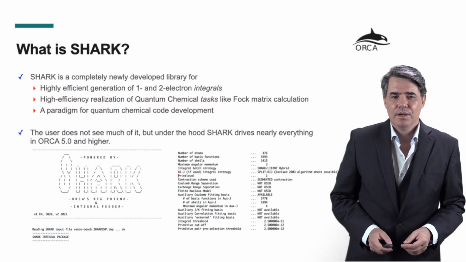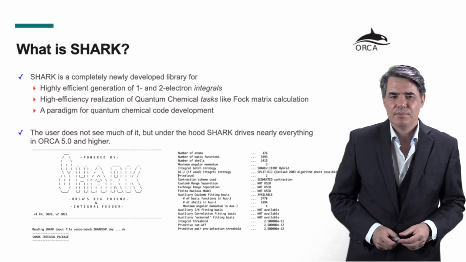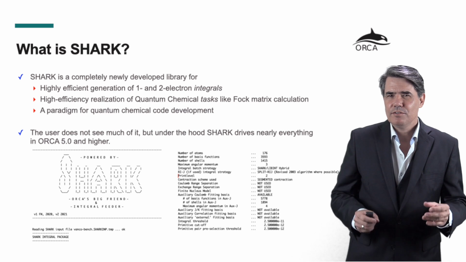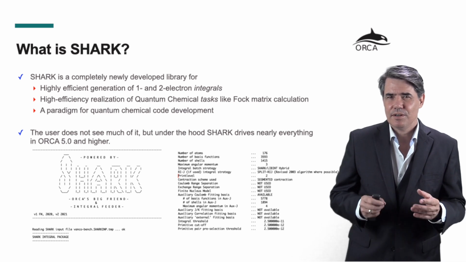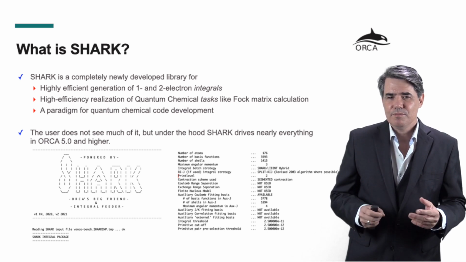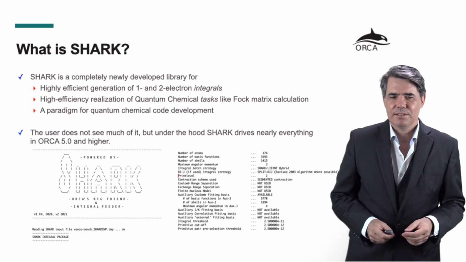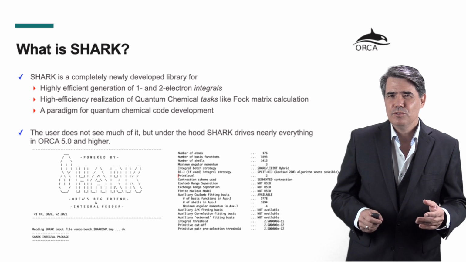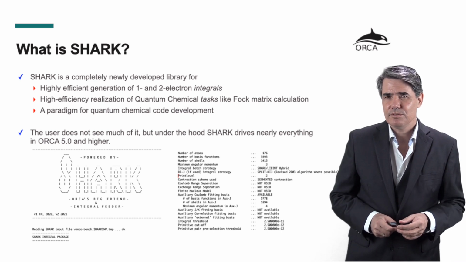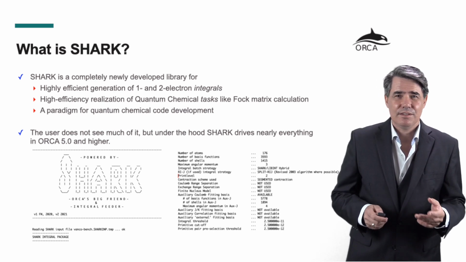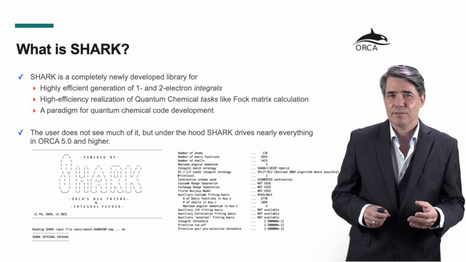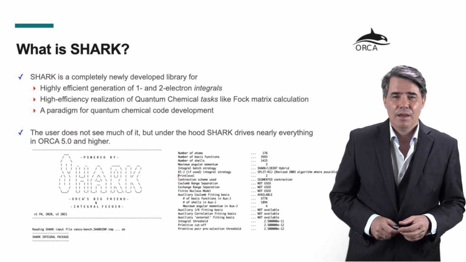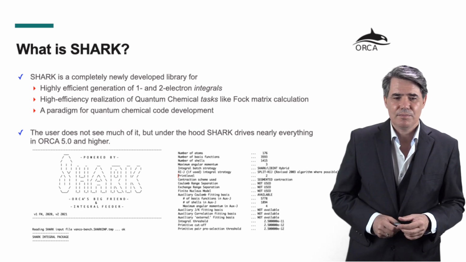So what is Shark? Shark is a completely newly developed library for highly efficient generation of 1 and 2 electron integrals, but it is also a task driver that in a very efficient and lean and simple way drives quantum chemical tasks like Fock matrix formation, integral transformations, and so on. It is also a new paradigm for quantum chemical code development that we will use extensively in the future. So ORCA 5 is like the first realization of it, but we will go much further with it in the future. As a user, you don't really see very much of Shark.